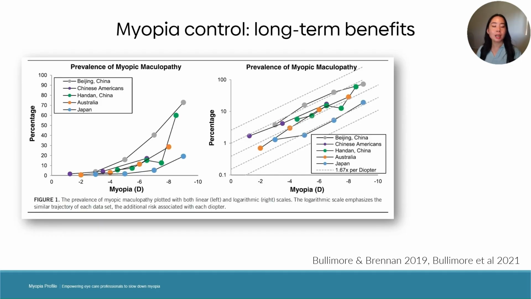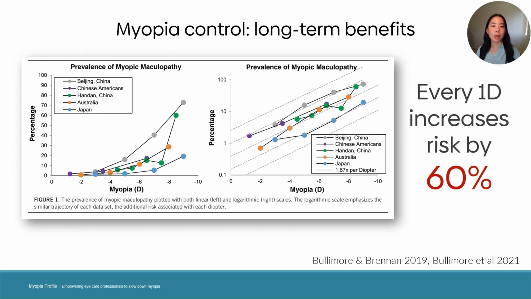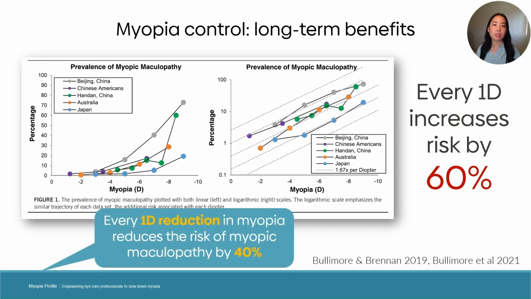Of course, not only are there short-term benefits, but there are also long-term benefits of myopia management. We can see here in the graph that with increasing magnitude of myopia, we also see an increase in the prevalence of myopic maculopathy, and this is across multiple regions. Every 1 diopter increase in myopia increases the risk of myopic maculopathy by 60%, or you can say every diopter reduction in myopia reduces the risk of maculopathy by 40%.